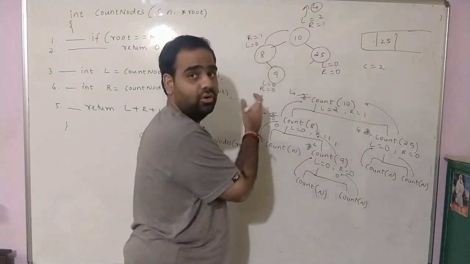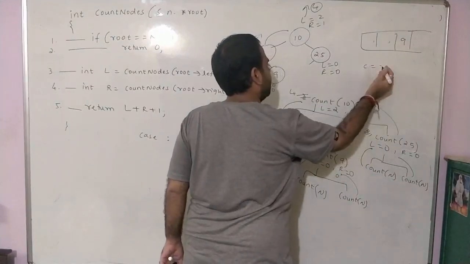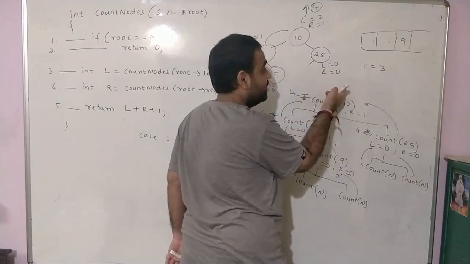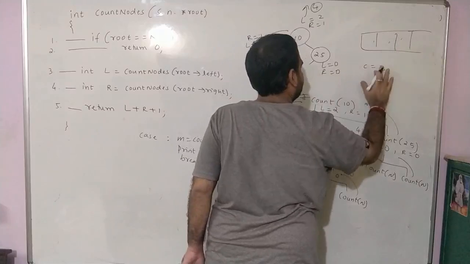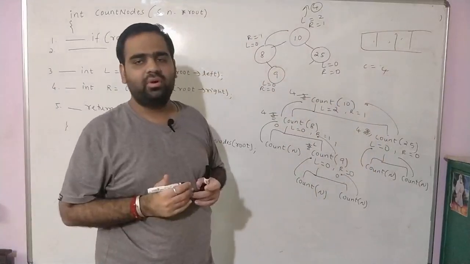Is there a left child? No. Is there a right child? Yes. Again you dequeue it, increment the count. Is there a left child? No. Is there a right child? No. Dequeue it, increment the count, 4. Is there a right child, left child? No. At the end you see the number of nodes are 4.